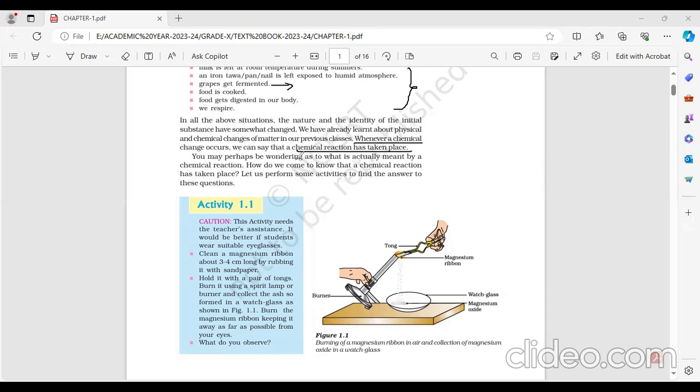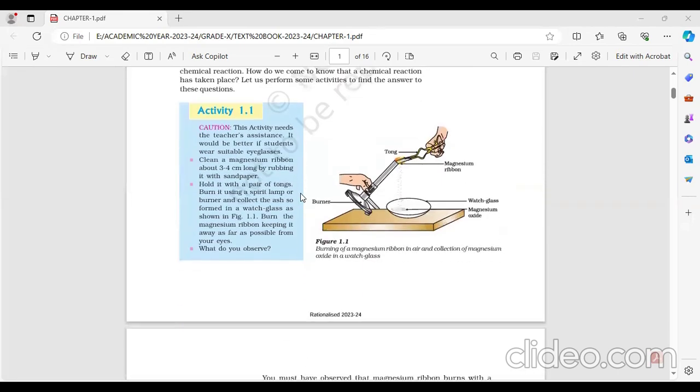Now, you may perhaps be wondering what is actually meant by a chemical reaction. What is a chemical reaction? How do we come to know that a chemical reaction has taken place? Let us perform some activities to find the answer to these questions, so that we can understand chemical reactions in a better way. As you can see, Activity 1.1 is given here. That is what you should remember.